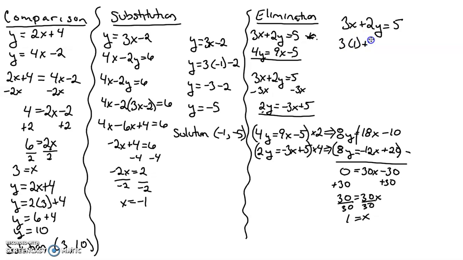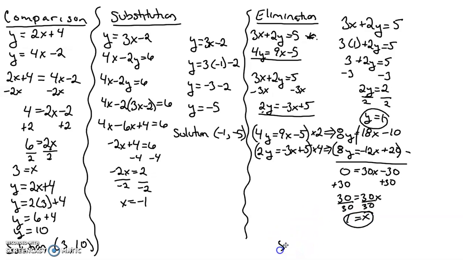3 times 1 plus 2y equals 5. 3 times 1 is 3, plus 2y equals 5. We want to isolate our y's, so we'll subtract 3 from both sides. We'll get 2y equals 5 minus 3 is 2. Divide everything by 2, and we'll find that y equals 1. So we know that y equals 1, and we know that x equals 1. So our solution is x is 1, y is 1.